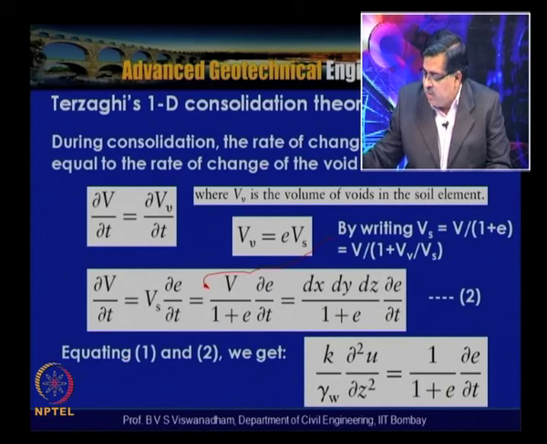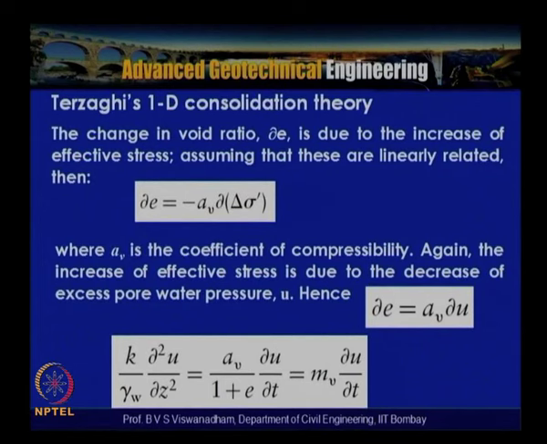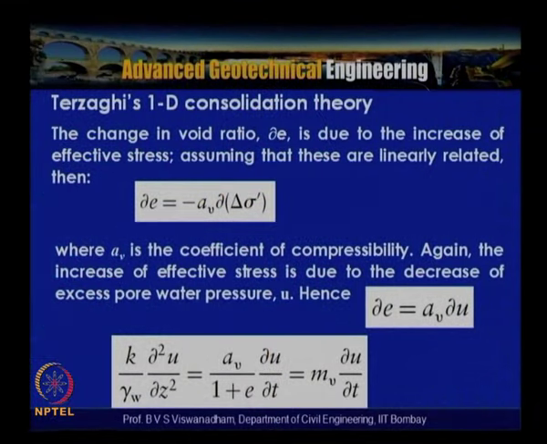Now further, the change in void ratio ∂e is due to the increase in the effective stress. The change in void ratio, that is the reduction in the void ratio when it goes from e naught to say e1, is due to the increase in the effective stress, and we also have to note that it is preceded by the decrease in the excess pore water pressure. Assuming that they are linearly related, we can say that ∂e is equal to minus av into ∂σ'.